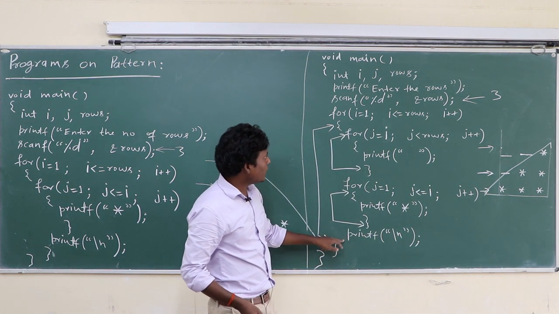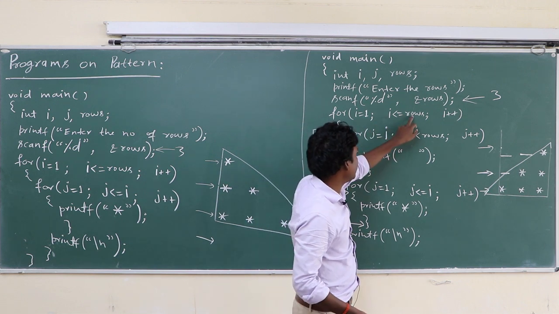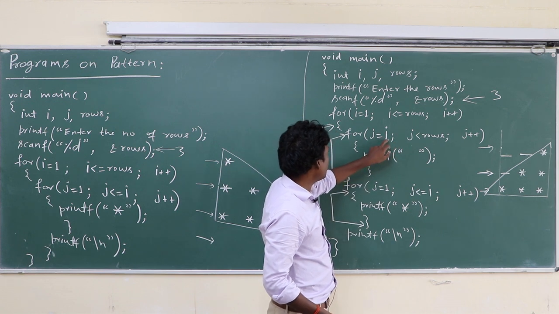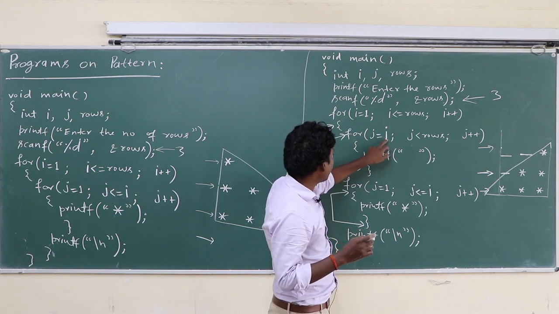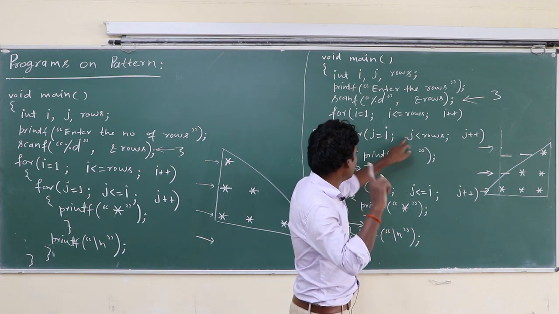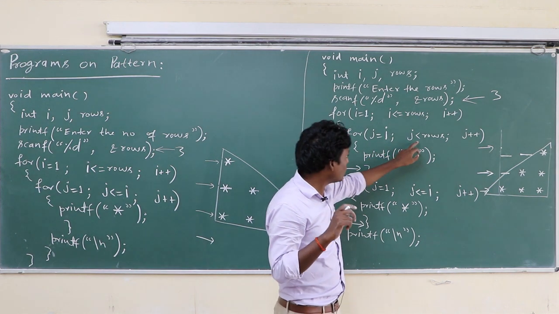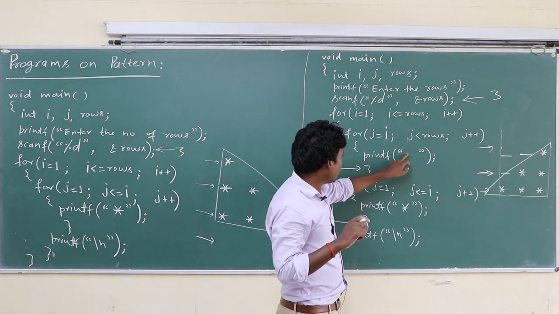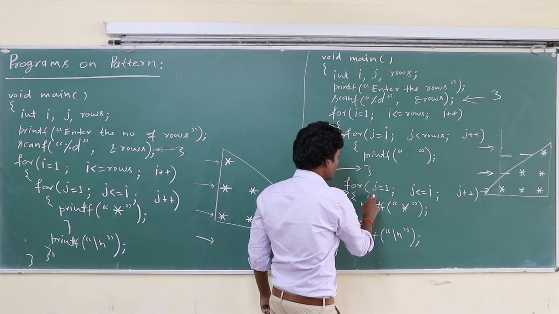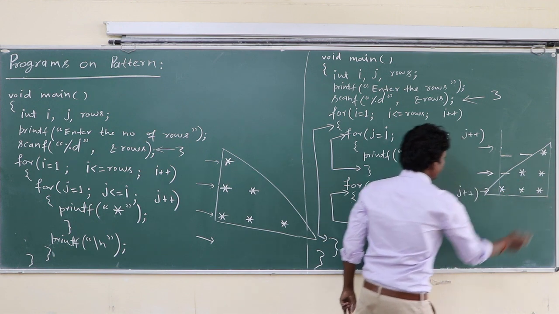Here is i plus plus: i had value 1 the first time, now it becomes 2, and 2 is less than 3, yes. Control once again comes to here, and j has value 2 because i has value 2 now. So 2 is less than 3, yes. This loop executes only once, so a space character will be printed only once. Control comes to here, this loop executes 2 times, so this will be printed here.